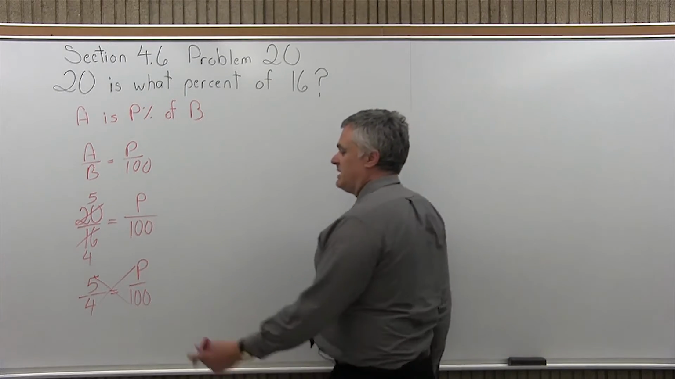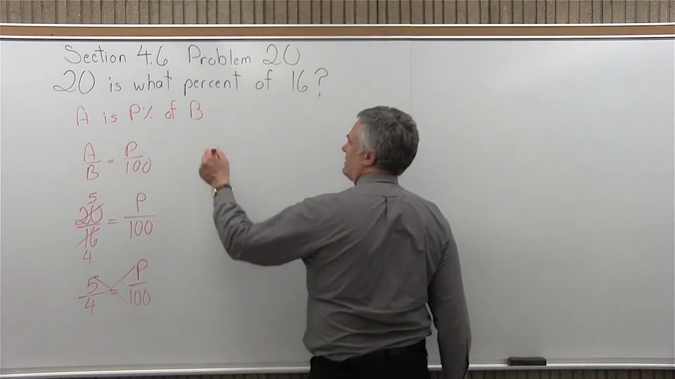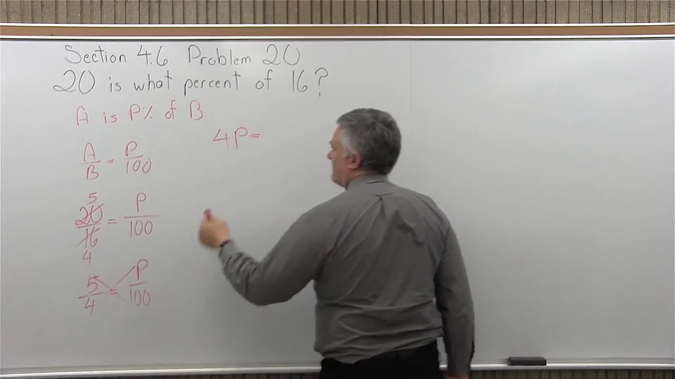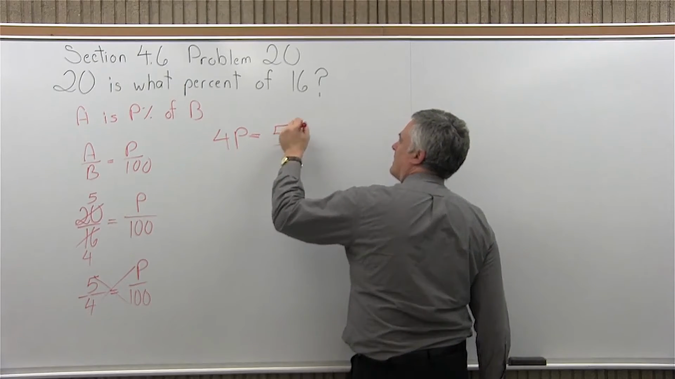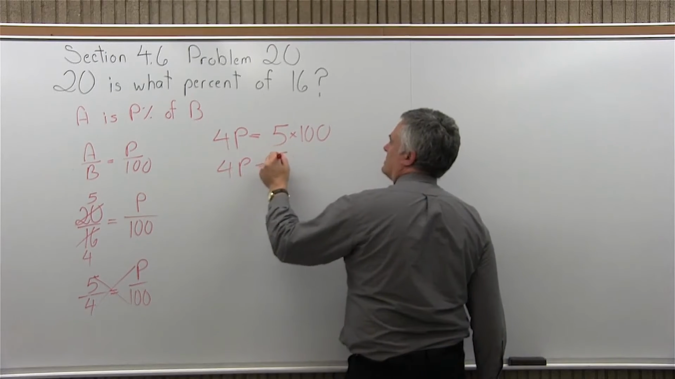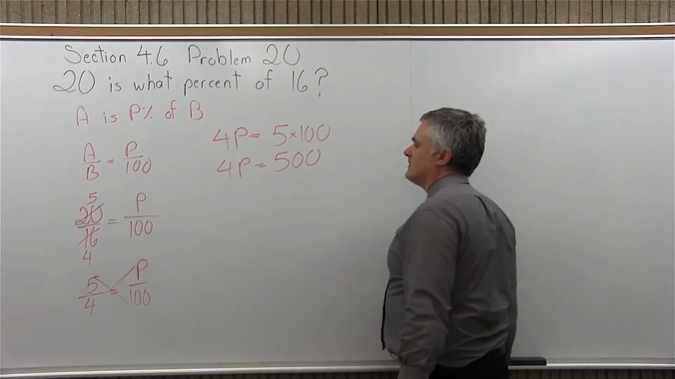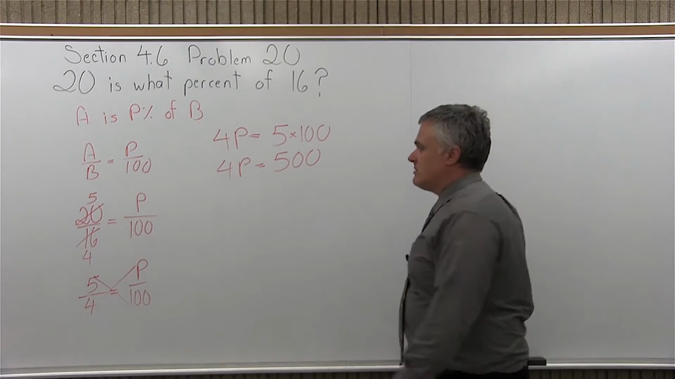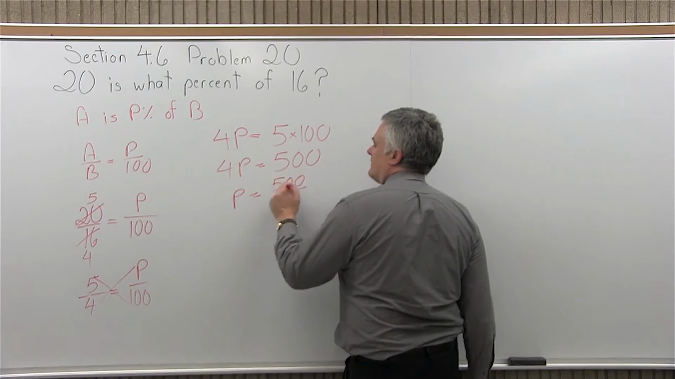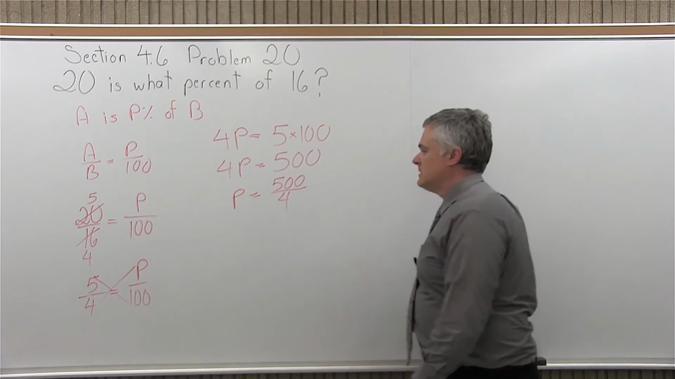So 4 times P, coming up with one diagonal, is 4P, equals the other diagonal, 5 times 100. And 5 times 100 is 500. That's pretty easy, so 4P equals 500. Now divide out the 4. P is 500 divided by 4.